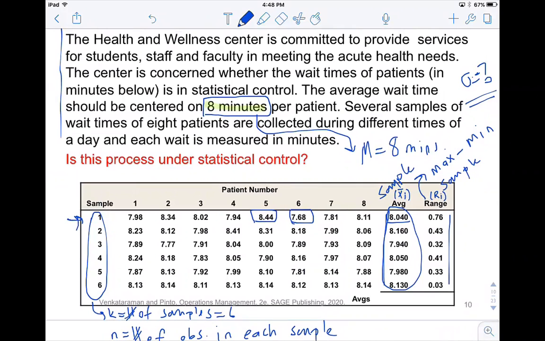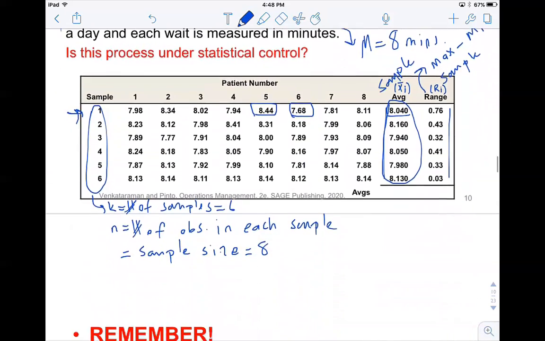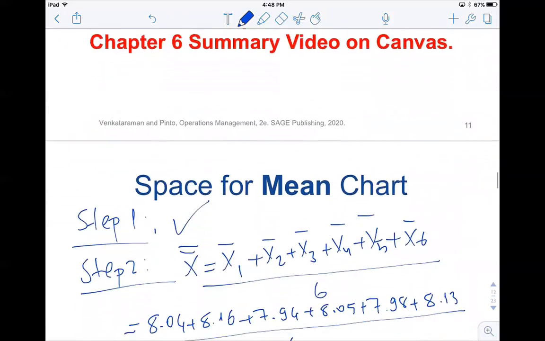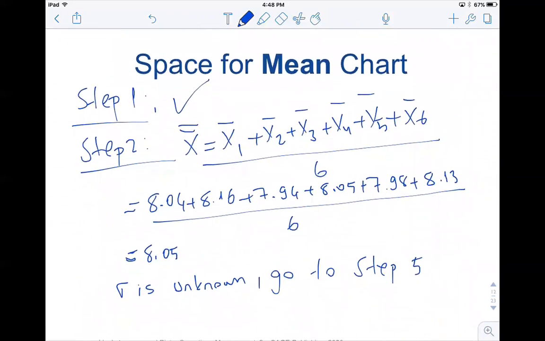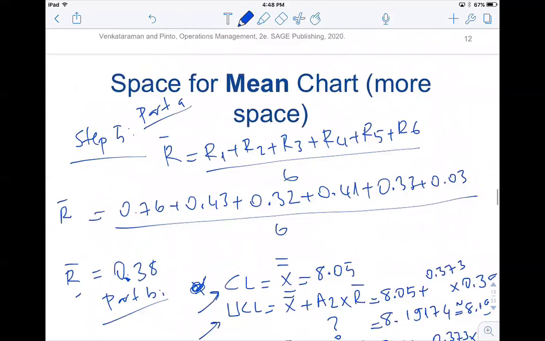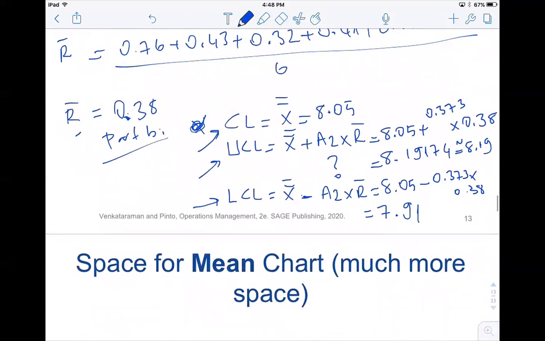We calculated sample averages and sample ranges by following the steps highlighted in the mean chart guidelines. We followed them, and then we figured out what the center line, upper control limit, and lower control limit should be. So according to these observations, our center line is equal to the grand mean, 8.05, upper control limit is 8.19, and lower control limit is 7.91.